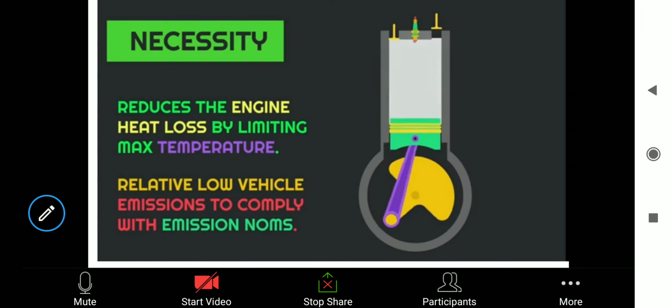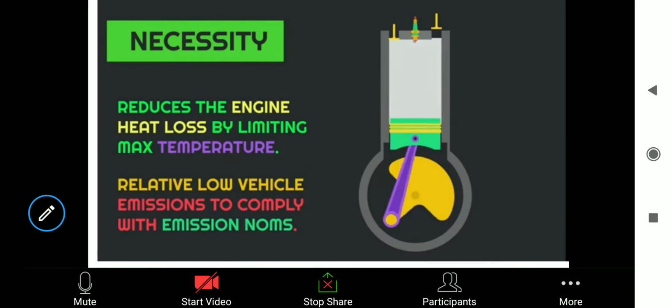Now see the necessity: to reduce the engine heat losses by limiting the maximum temperature, and to lower vehicle emission and accomplish the emission norms. So these are the two major points or requirements for which the exhaust gas recirculation should be done.